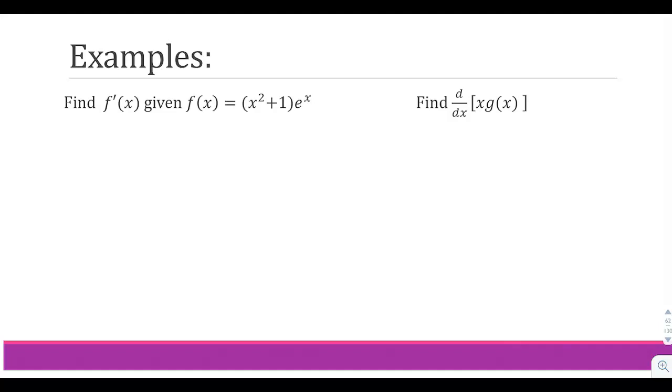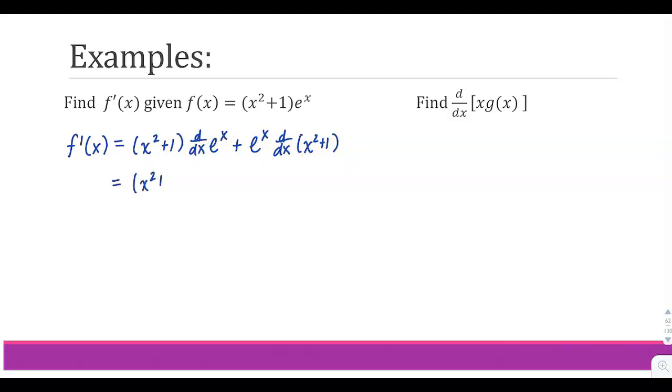So we're going to go ahead and find f prime of x, which is equal to the first function, x squared plus 1, and then the derivative of the second, plus the second function, e to the x, times the derivative of the first function, x squared plus 1. So I am taking the time to write everything out, at least for the first example, because eventually what we want to do is head straight to this second line here.